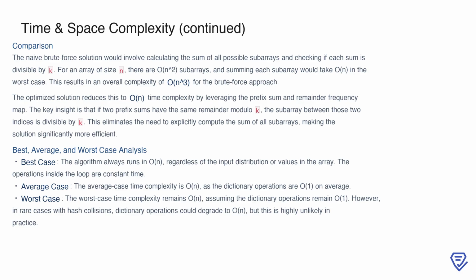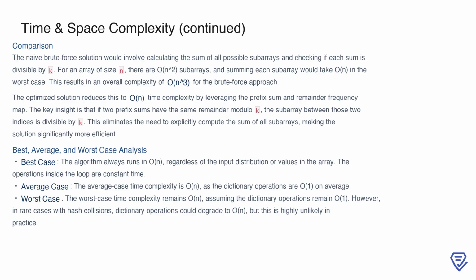In the brute force method, we would calculate the sum of all possible subarrays and check if each sum is divisible by k. For an array of size n, there are n² subarrays, and calculating the sum of each subarray could take up to O(n) operations. This results in an overall time complexity of O(n³), which is highly inefficient for large inputs.